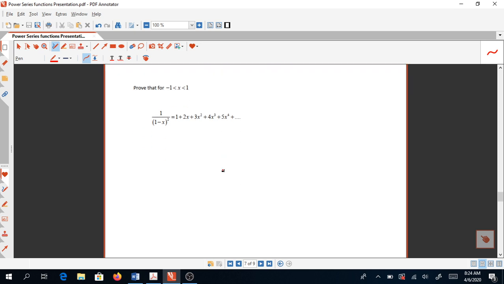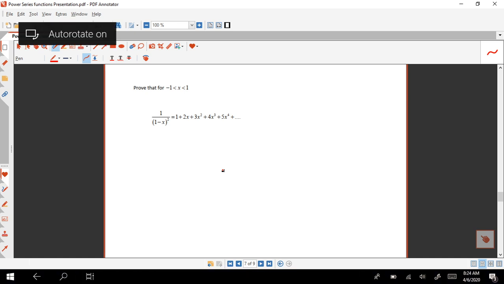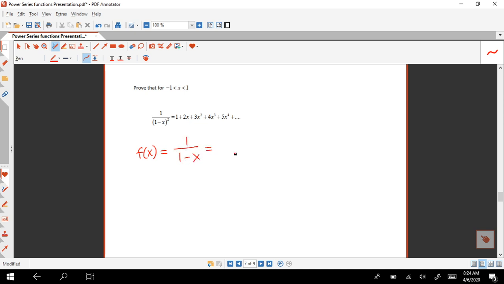This idea from geometric series that we can let f of x be equal to 1 over 1 minus x, and by our geometric series, that's 1 plus x plus x squared plus x cubed, and so on. And that as long as the absolute value of x is less than 1, then it's going to be equal to this function here, all right? And so we manipulated it.